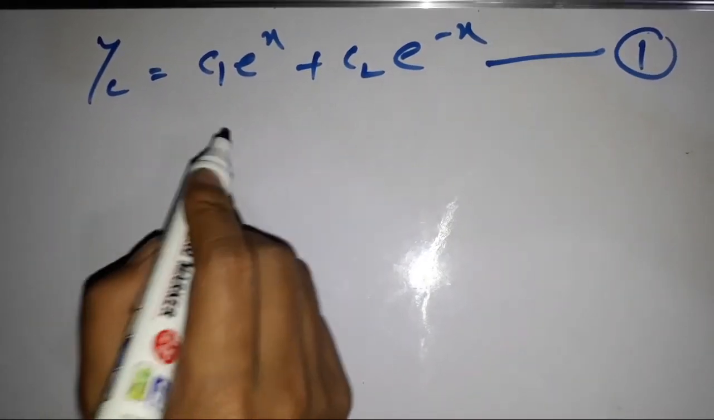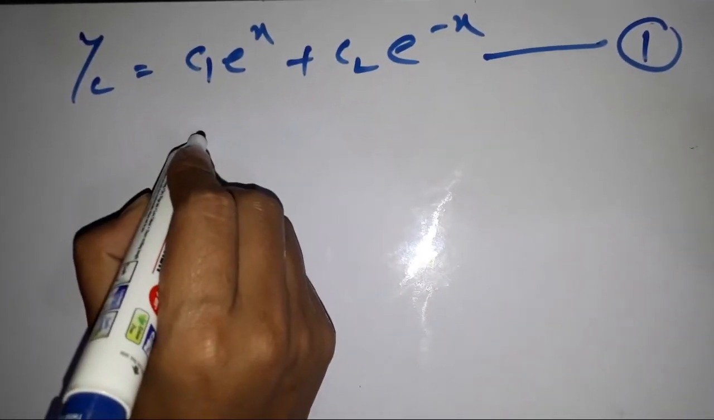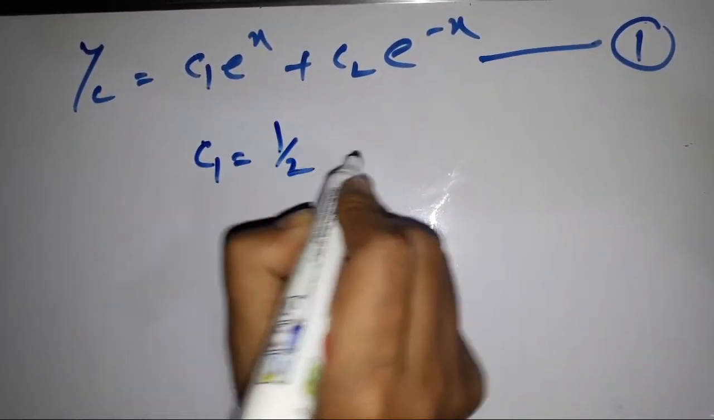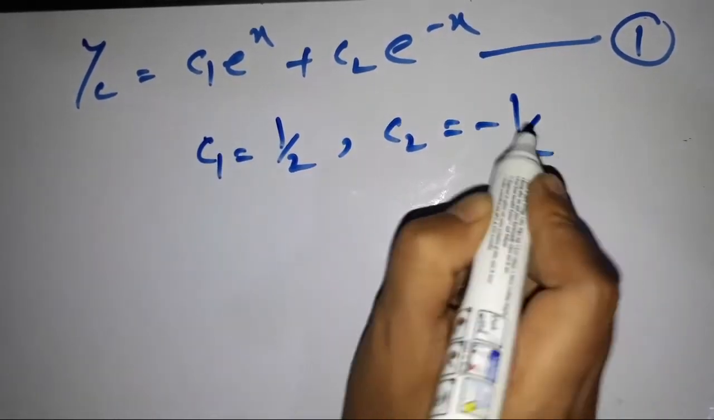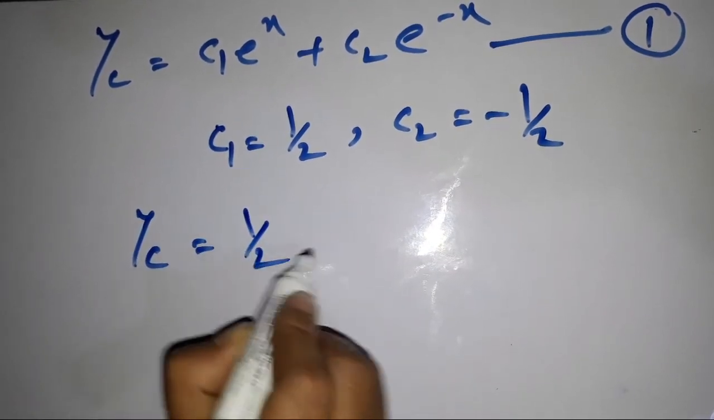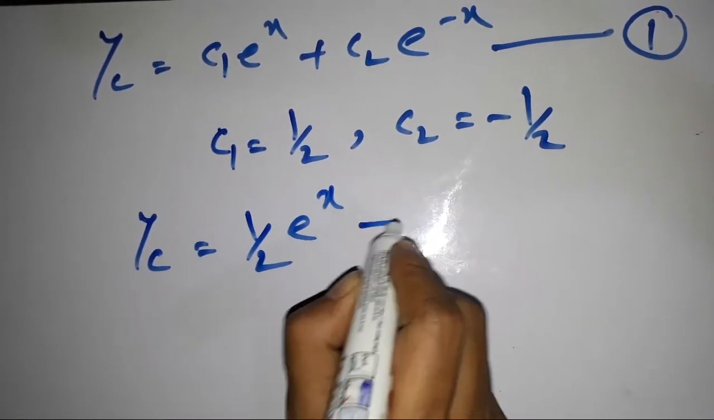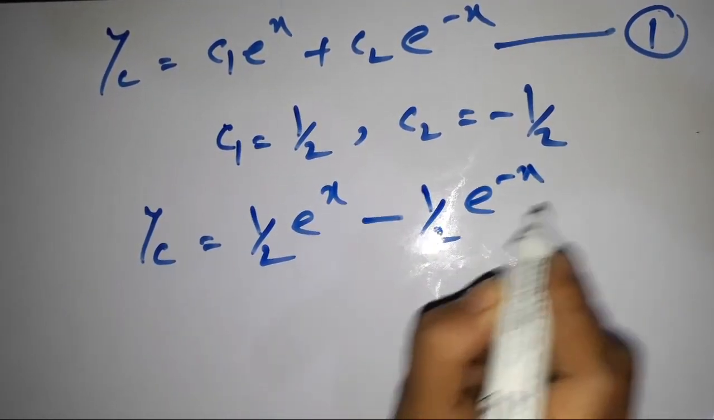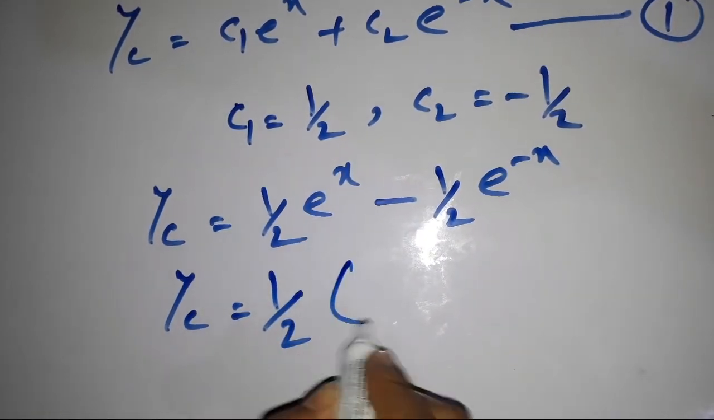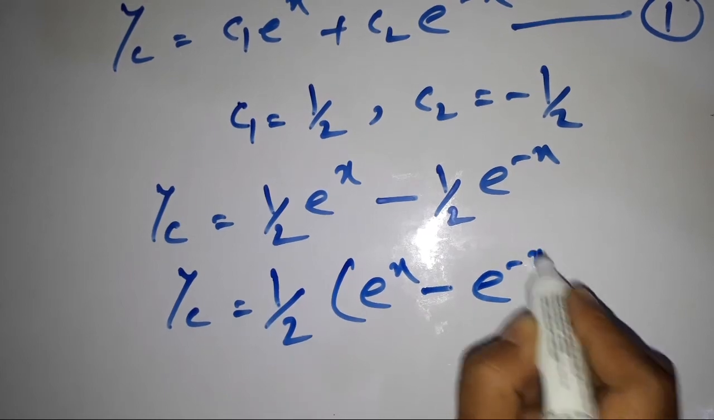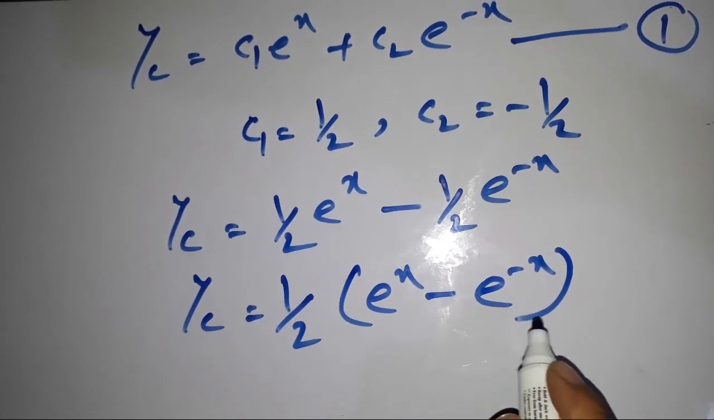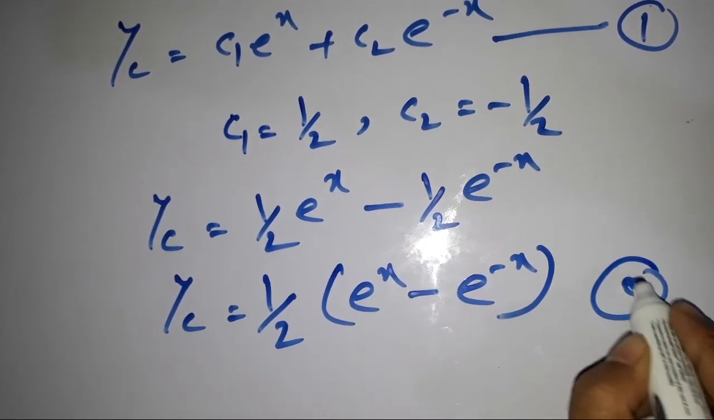Now we use the values of c1 and c2 in equation 1. What was the value of c1? The value of c1 is half and the value of c2 is minus half. Replacing these in equation 1, we get y equals half e^x, and c2 means minus half e^(-x). Taking half common, we get y = half (e^x - e^(-x)), and the option is C, so C is the right answer.